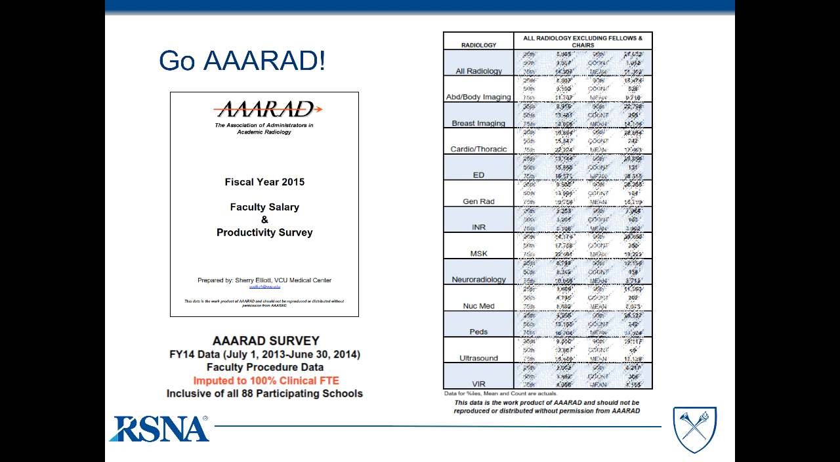Similar proprietary data are available from the MGMA and the RBMA, and these reflect better benchmarks for multi-specialty groups and private practices, respectively. If you're going to try to do real benchmarking in your group, I would encourage you to take a look at these resources.